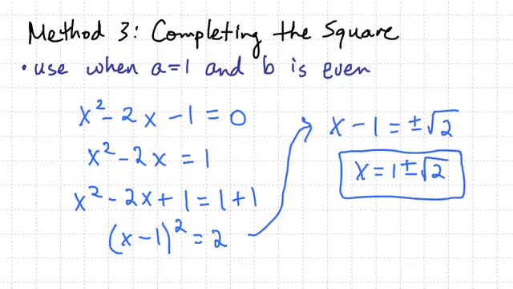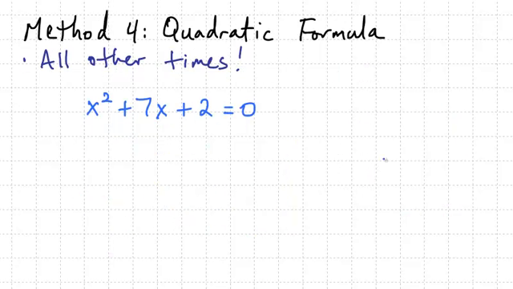Now finally we come to the quadratic formula. When should we use the quadratic formula? Whenever the first 3 methods don't work. That means there's nothing we can factor, and the equation isn't set up for a nice completion of the square. In this case, I can't factor x squared plus 7x plus 2 into anything.